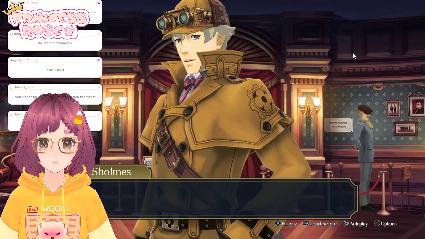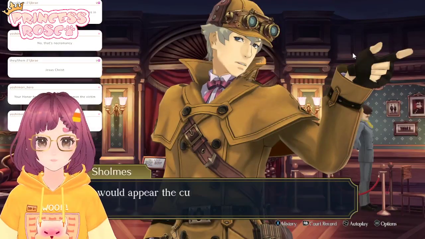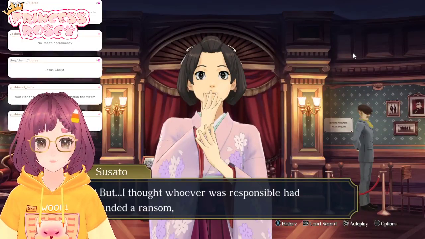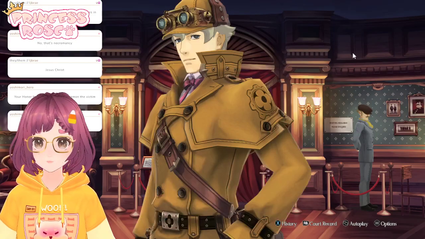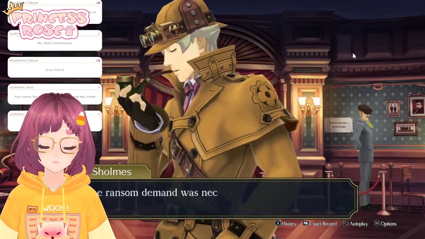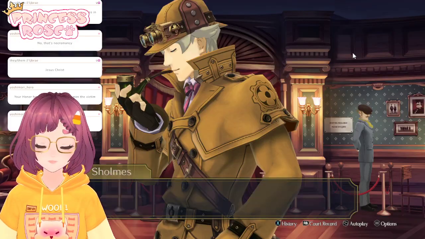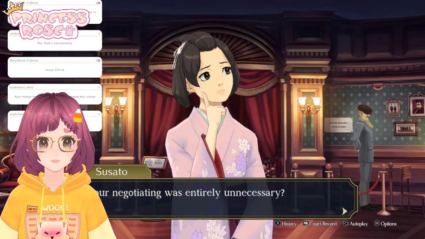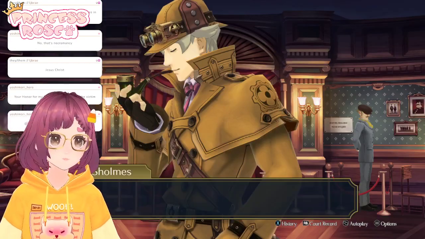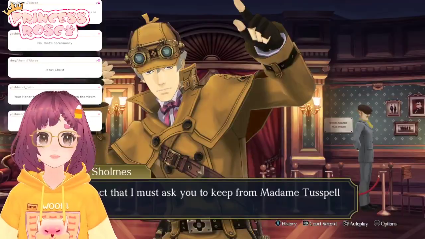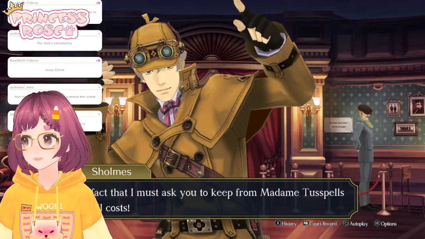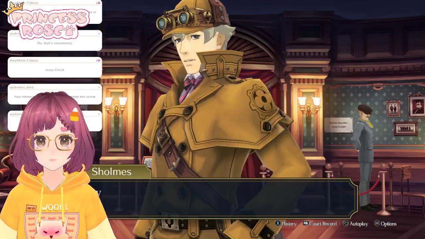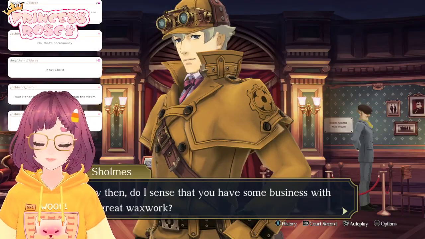That's amazing! Just between you and I. It would appear the culprit had always intended to return the stolen waxwork in any event. Oh, but I thought whoever was responsible had demanded a ransom, no? Yes, I think perhaps the ransom demand was necessary to avoid unwanted suspicion regarding the true motive. But does that not mean your negotiating was entirely unnecessary? A fact that I must ask you to keep from Madame Two-Spells at all costs. A hungry young Iris awaits my return to Baker Street, after all. Poor Iris. Now then, do I sense that you have some business with this great waxwork?